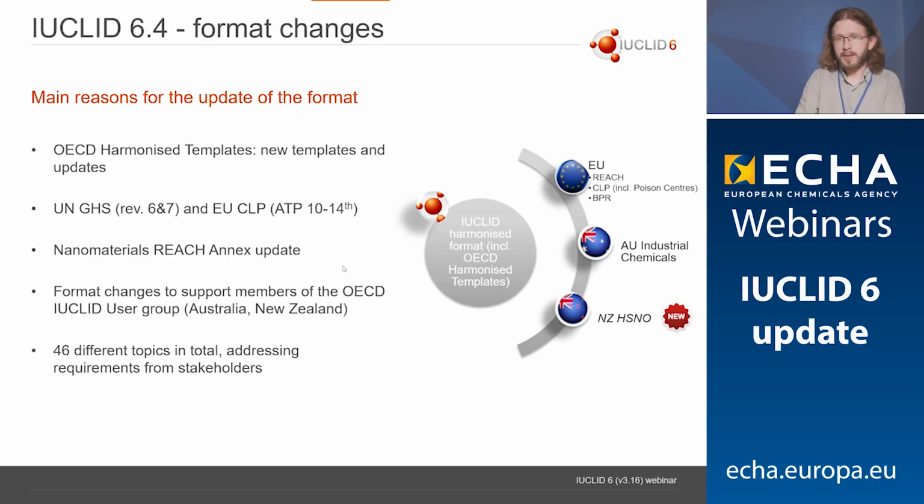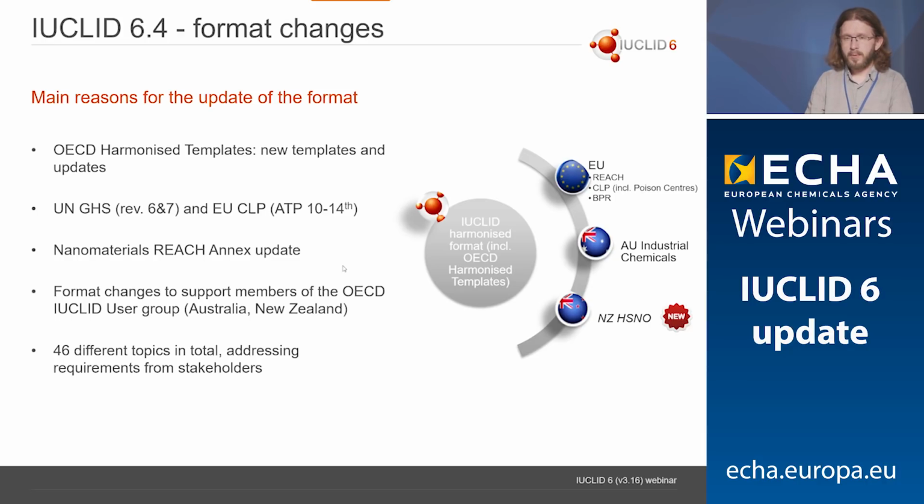That was for our plans for Euclid 6.4. 6.4 is also a major release, which means that we will also have the possibility to update the format of Euclid. And these are the reasons identified for this October release of Euclid.